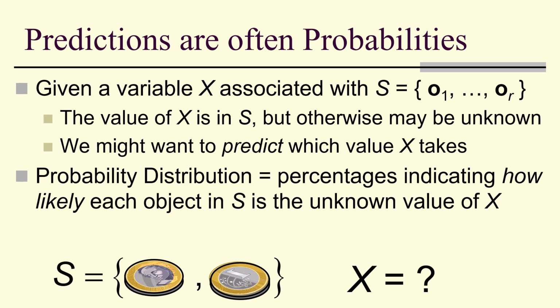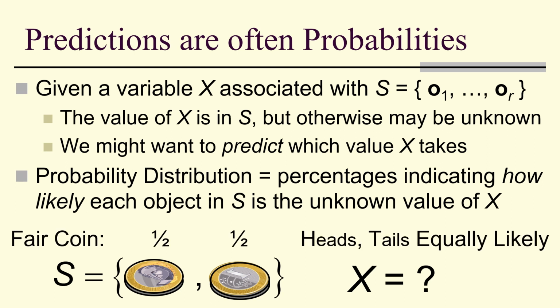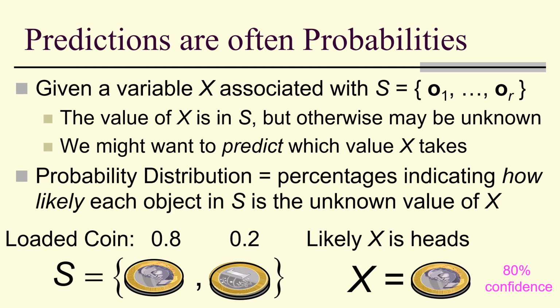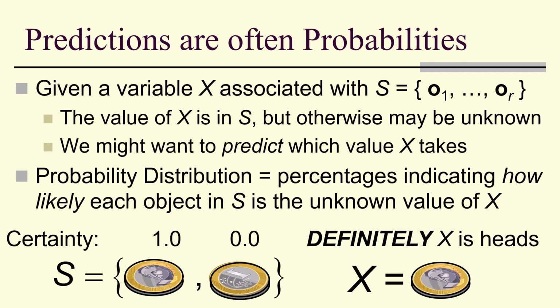A probability distribution is a collection of percentages indicating respectively how likely each object in S is to be the unknown value of x. For example, for a fair coin, heads and tails outcomes are equally likely. A loaded coin, well, likely x is heads with, say, 80% confidence. Certainty means we definitely know that x is heads.